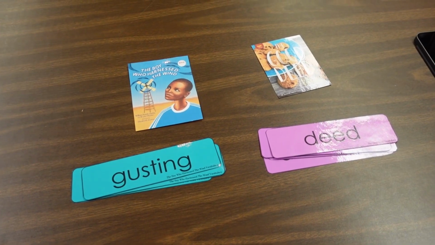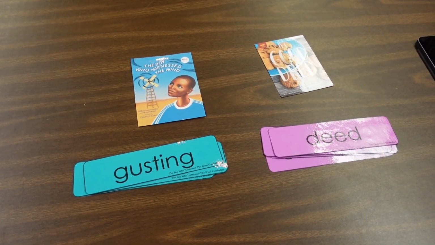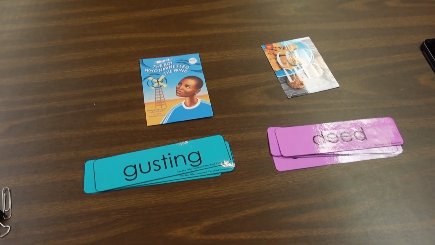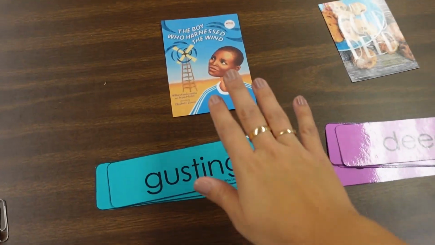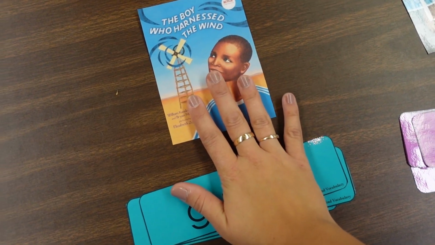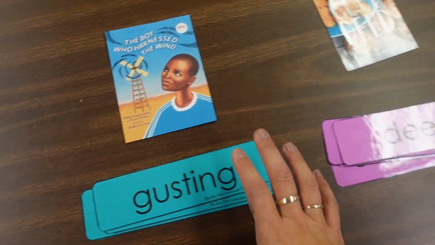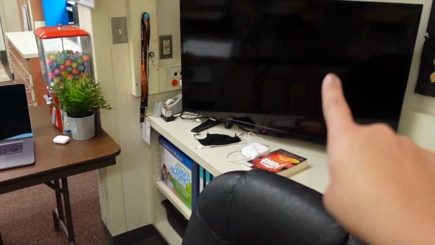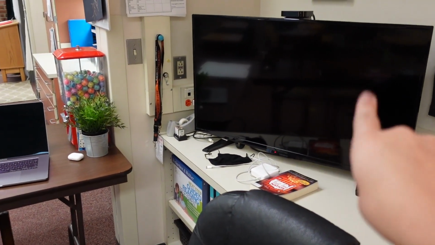Now, this may look a little bit different every single week because I don't want to have the exact same thing over and over and over again, but the concepts are still the same. So this week, 5th grade and I are going to be reading this text together, and I actually have it on my Kindle, so I'm going to be displaying that here on my TV in the back.